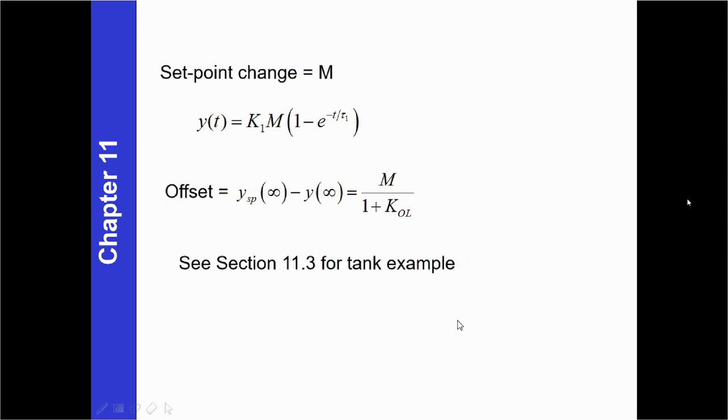So if we have a set point change equal to M, then the function with respect to time, y(t), equal to K1 M times 1 minus e to the power of minus t over tau1. And the offset given by y_sp(t) at infinity minus y at infinity equal to M over 1 plus K_OL. Okay? So this is for a tank example.